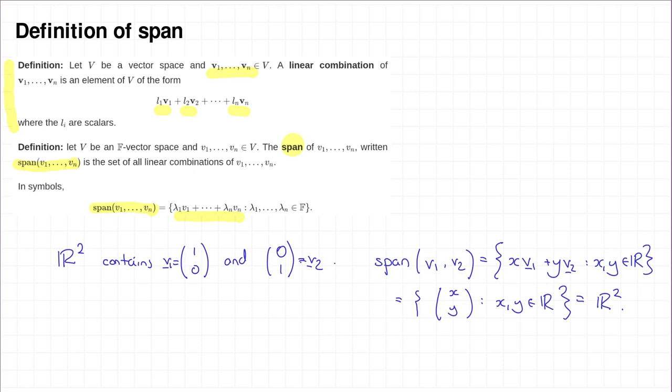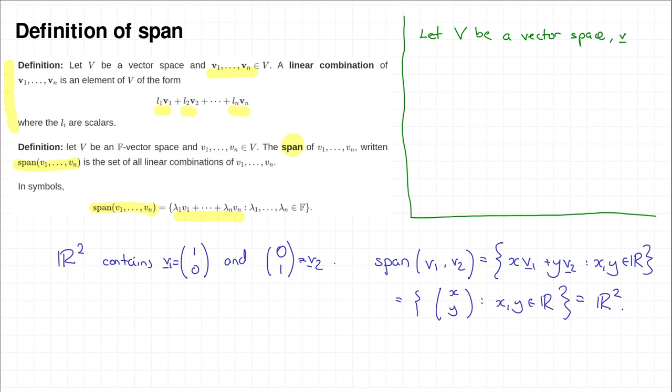Let's now do another example. We're just going to look at a generic example where we look at the span of one single vector. So we're going to take V to be a vector space and little v to be a single element of V.